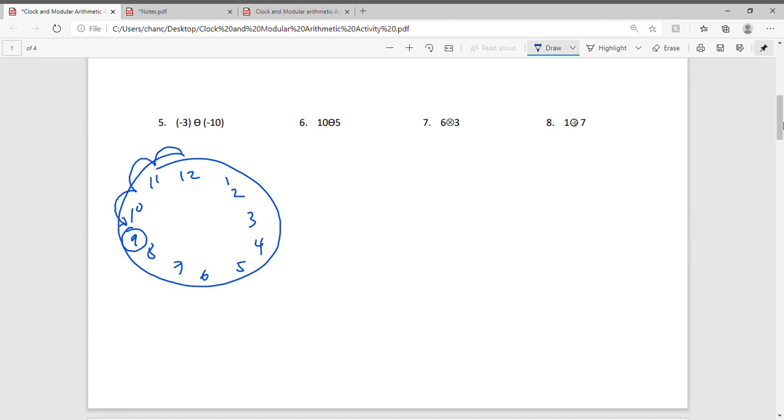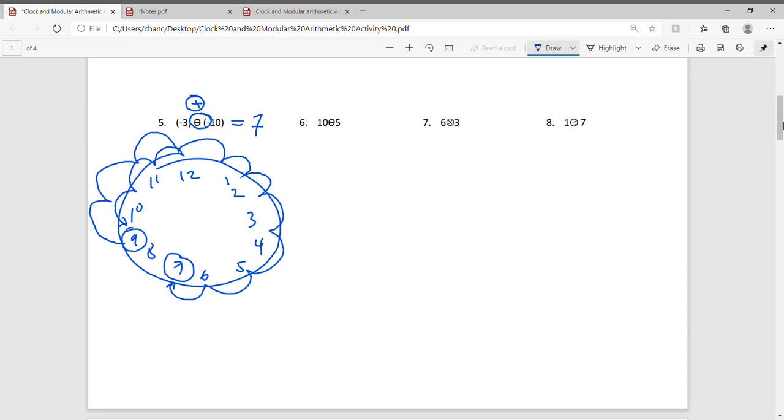Now we have a negative of a negative. So we're going to go the opposite of negative 10. So we're actually going to do plus here in clock arithmetic. So that means we're going to the right 10. 1, 2, 3, 4, 5, 6, 7, 8, 9, 10. So our solution is equivalent to 7.